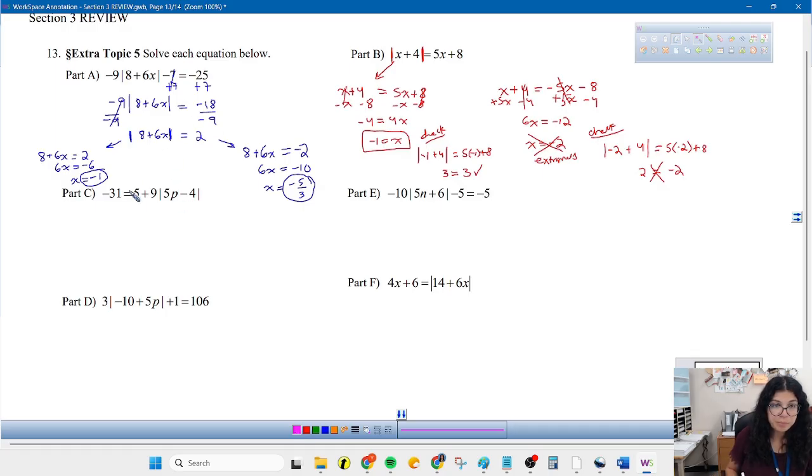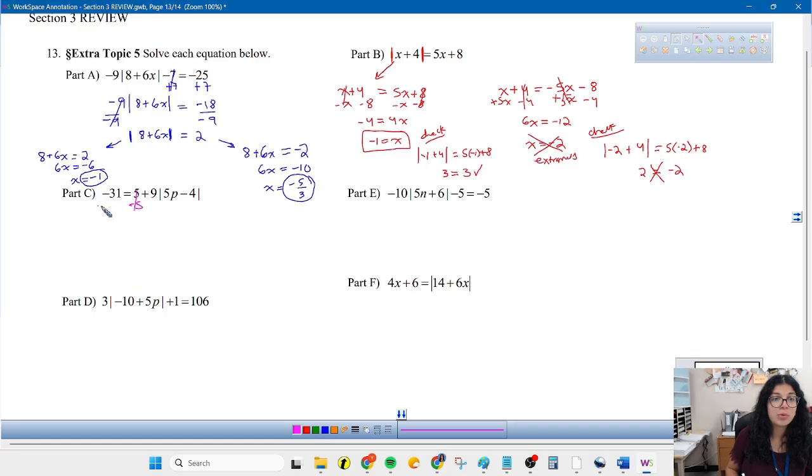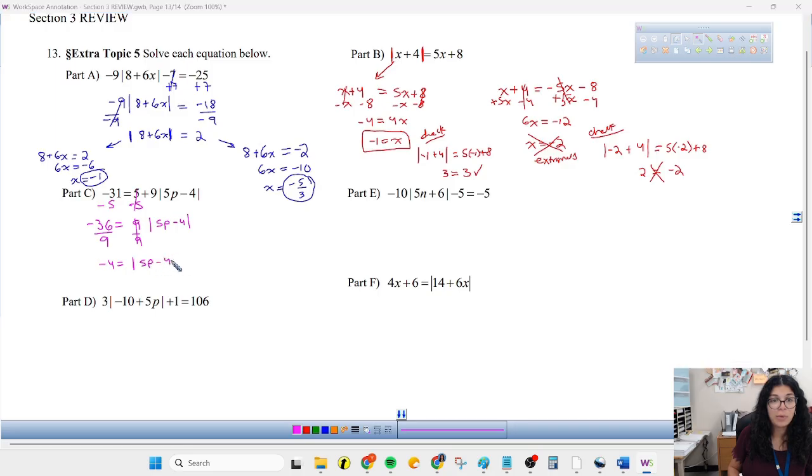Okay. Part C. I'm going to start by isolating the absolute value. So I'm going to subtract 5 on both sides first. So I get negative 36 is equal to 9 times the absolute value of 5p minus 4. Then I need to divide by 9. So we get the absolute value is equal to negative 4.